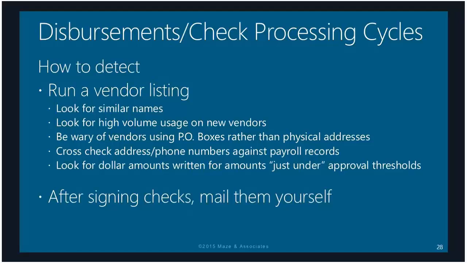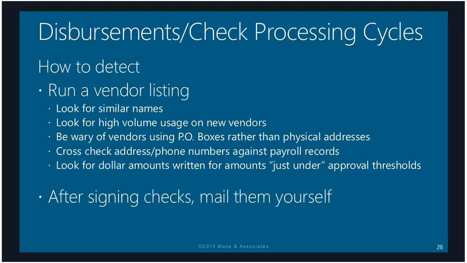Also, you want to look for high volume usage on new vendors. And be wary of vendors that use P.O. boxes rather than a physical address, because it's very easy to set up a company name, get a P.O. box, and set up a bank account. It's a lot harder to actually rent a place to have the pretend business. Cross-check the address and phone numbers on the vendor listing against payroll records. If there's a company that has the same address as one of your employees, you may want to question that.